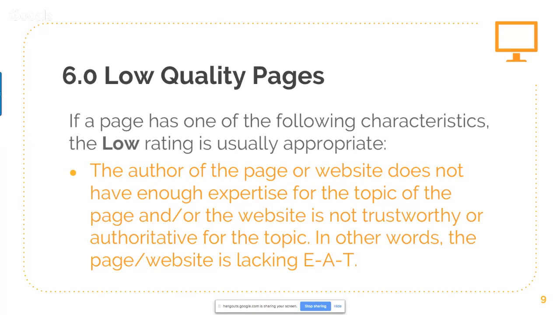The first one that I want to talk about is this quote from the Quality Raters Guidelines talking about low quality pages. And they say that a page is to be considered low quality if the author does not have enough expertise. It says the author or the website. We're going to talk about the difference between author EAT and brand EAT. And for some of you, this is really an important thing to pay attention to. So if the author or the website doesn't have enough expertise for the topic, or if the website's not trustworthy or authoritative, then it's lacking in EAT. And this is something that's to be considered a sign of low quality.